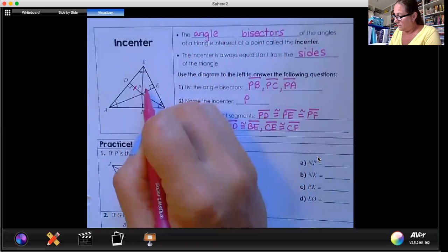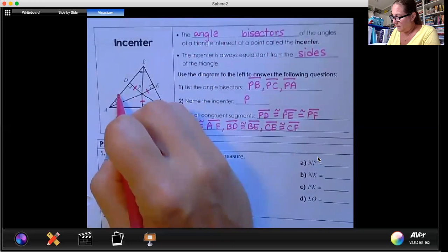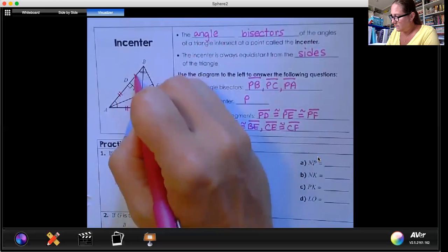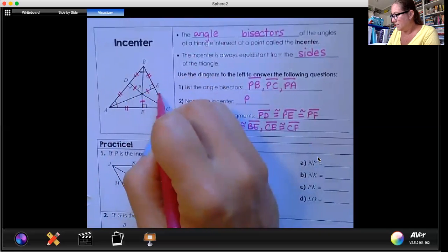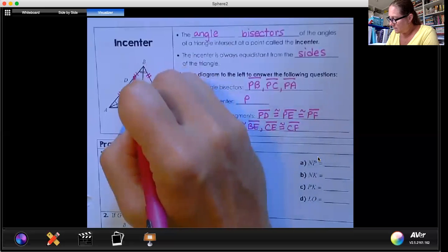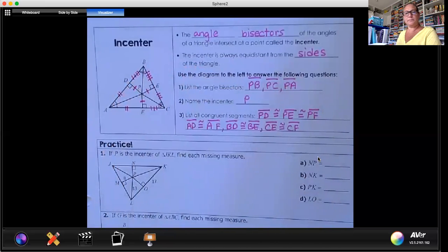So these values are going to be congruent. In addition to that, for an incenter, AD and AF are congruent, DB and BE, and EC and FC. And let's do number 4 there.